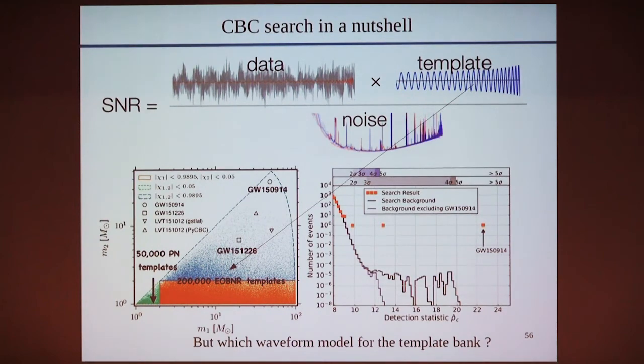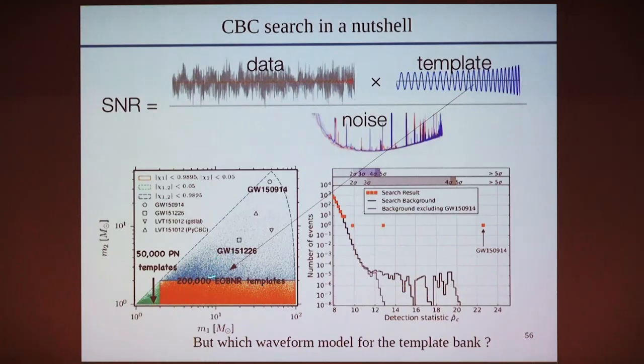Each point represents a waveform. And you see that in that case, we were using something like 200,000 templates. So it's not one, and it takes some time because you have to compute the correlation for the whole data set with many templates. And depending on the mass range, here you can see that in this search we were looking for objects between 1 solar mass and 100 solar masses for the two components.